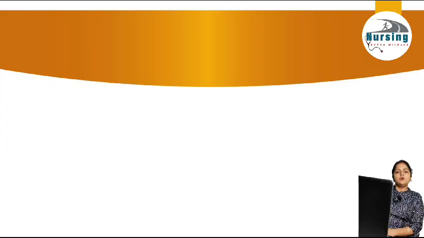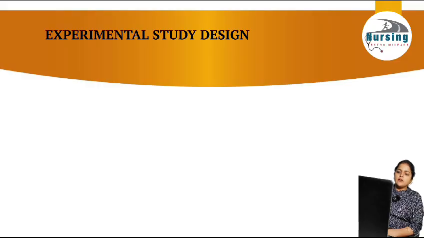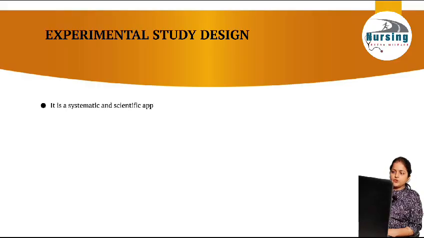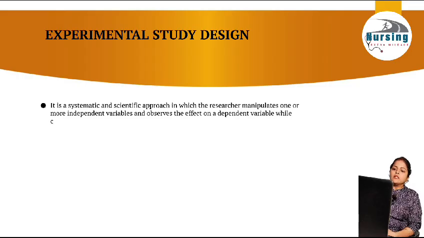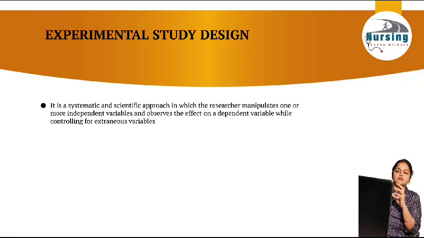So first I will mention experimental study design. It is a systematic and scientific approach in which the researcher manipulates one or more independent variables and observes the effect on a dependent variable while controlling for extraneous variables. Now let me clear all these variables to you. First one is independent variable, then we have dependent variable, and then we have extraneous variable. So I have said that something is causing, that is independent variable. Causing what? The effect, that is dependent variable, and something which is not a part of it, extra, is extraneous variable.